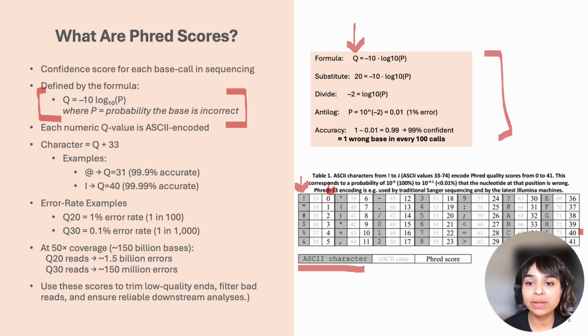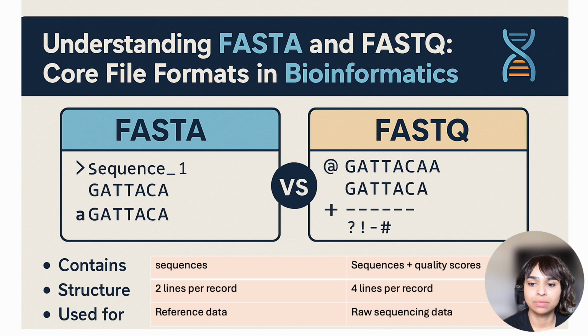So the only thing that I want you to remember in this slide is, the higher the Phred score, the lower the error probability. And usually a Phred score of about 33 is considered to be good, again in specific applications.